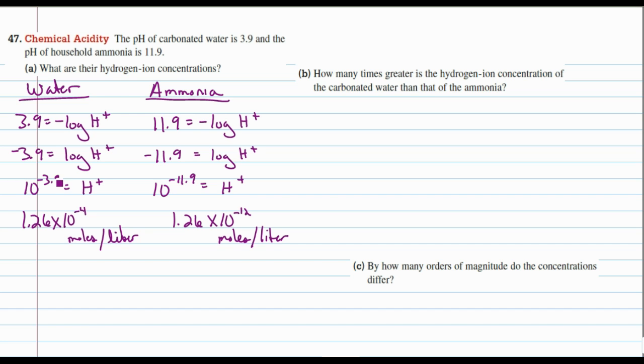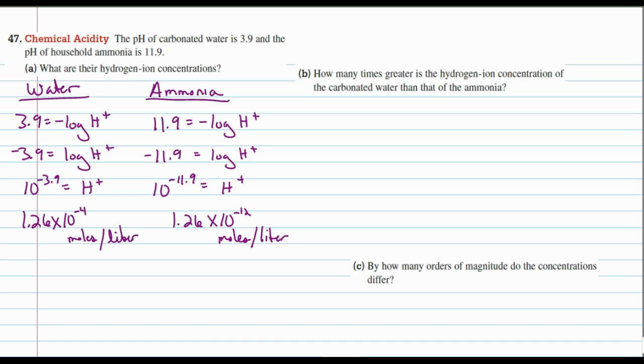10 to the -3.9 is the hydrogen ion concentration, which is 1.26 times 10 to the -4 moles per liter for the water. And then 10 to the -11.9, which is the hydrogen ion concentration, which is 1.26 times 10 to the -12 moles per liter.